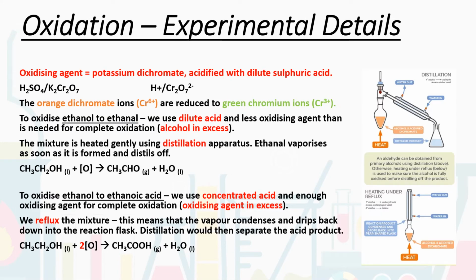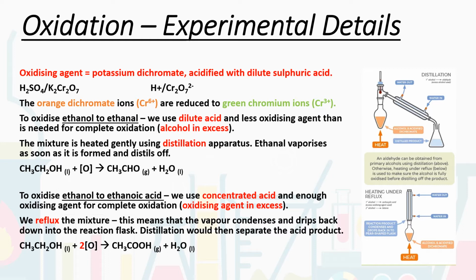So the experimental details: the oxidizing agent that we use is called potassium dichromate, which we acidify with dilute sulfuric acid. There's a few ways of writing this. Of course, sulfuric acid is H2SO4, but we can also just write it as H+. And the potassium dichromate has the formula K2Cr2O7. Remember that potassium is a 1+ cation, and so the Cr2O7 has an overall charge of 2-. It's something called the dichromate anion.